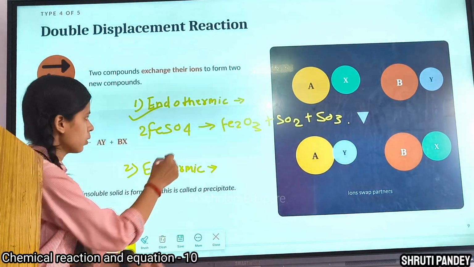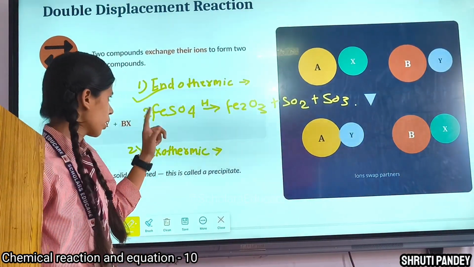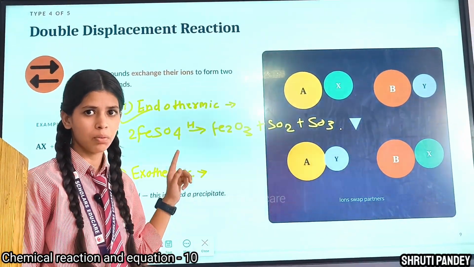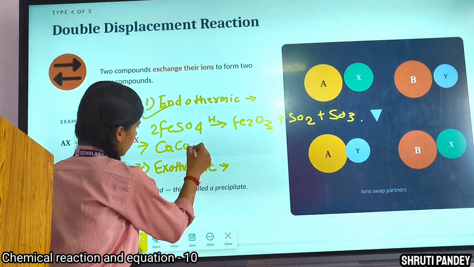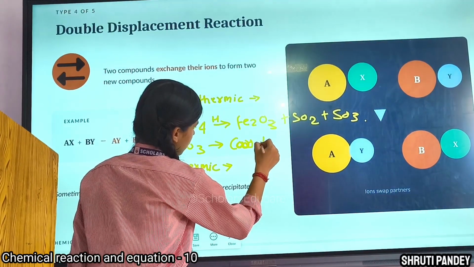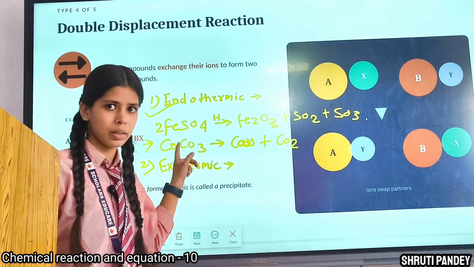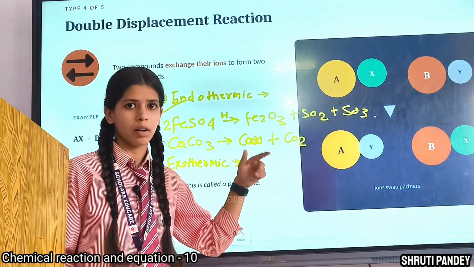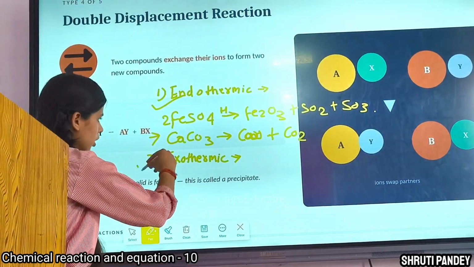So in this reaction, heat is being absorbed to split ferrous sulfate into ferric oxide, sulfur dioxide, and sulfur trioxide. So this is the example of endothermic reaction. And if you take another example, calcium carbonate gives calcium oxide and carbon dioxide. In this reaction, calcium carbonate is being split with the help of heat into calcium oxide and carbon dioxide. So this is the example of endothermic reaction, and the last one is exothermic reaction.